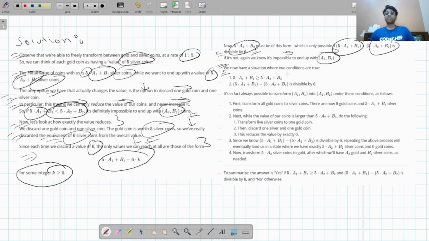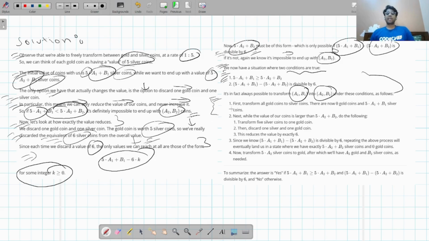We now have a situation where two conditions are true. First, 5 * A1 + B1 is greater than or equal to 5 * A2 + B2, and second, (5 * A1 + B1) - (5 * A2 + B2) is divisible by 6. Okay, so from here we can say that it is in fact always possible to transform A1, B1 into A2, B2 under these conditions.